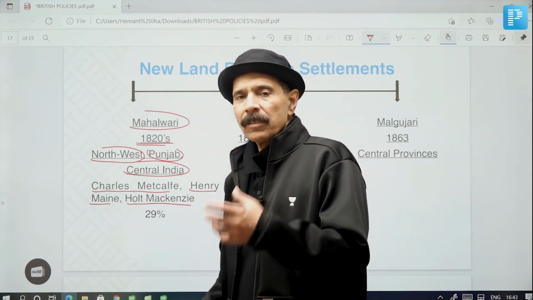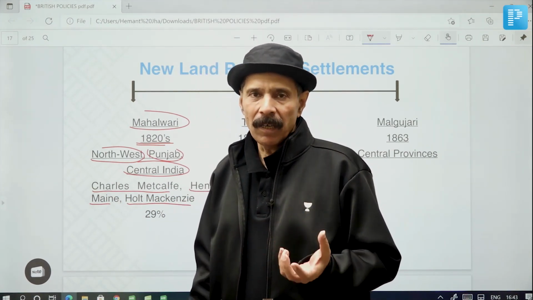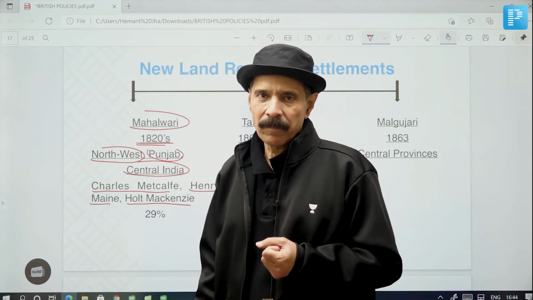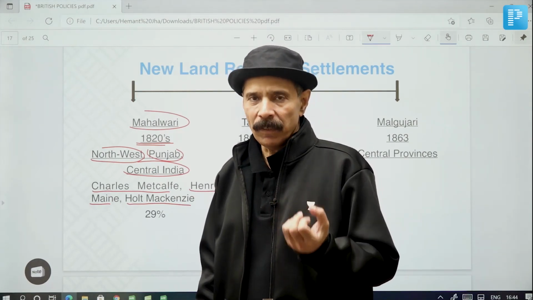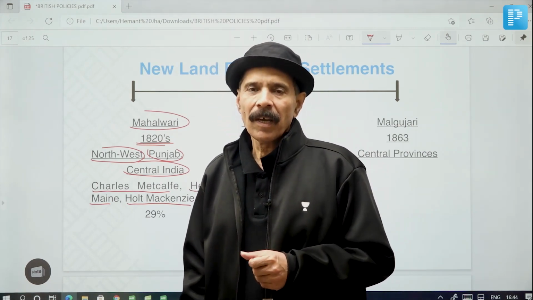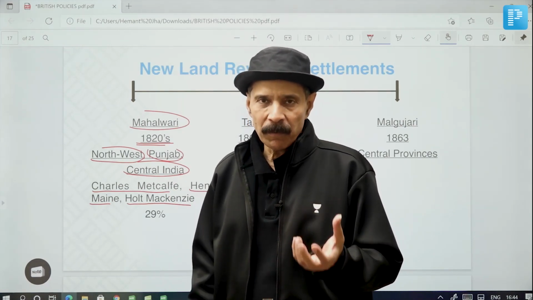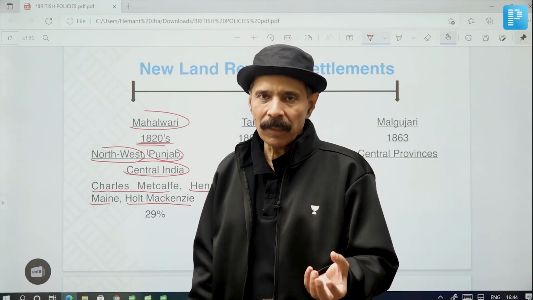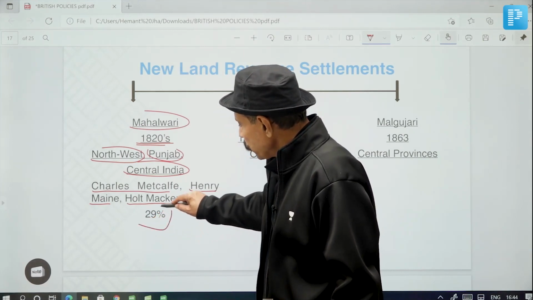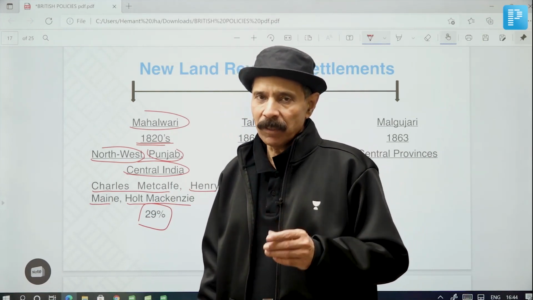And this was a system that was marked by settlement with Mahal. Mahal represented a village and later a group of villages. So this settlement was with Mahal or village, and the ownership was vested in the village community. And a few representatives were chosen to collect revenue and pass it on to the company. And this constituted 29% of the total cultivable land as per the rough estimate what I have discussed.